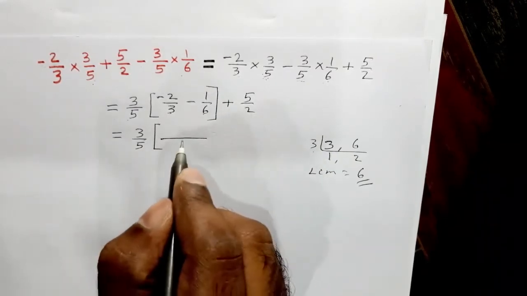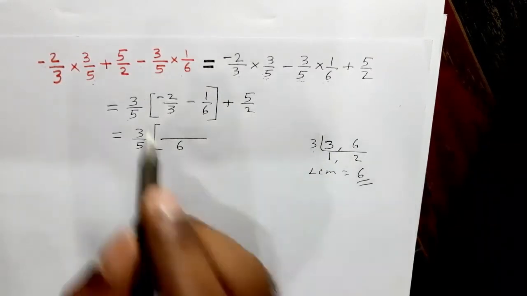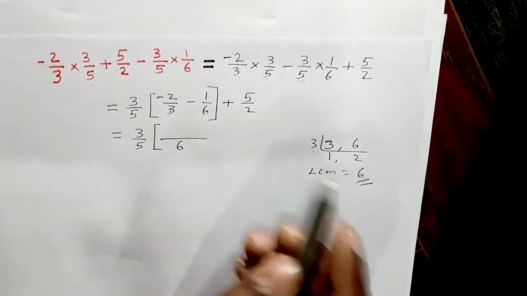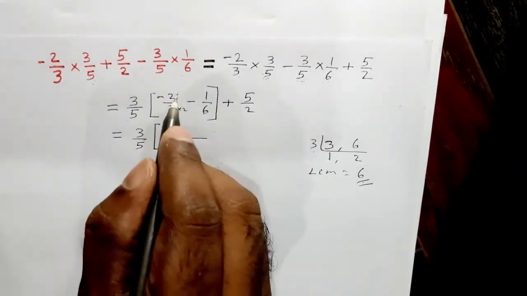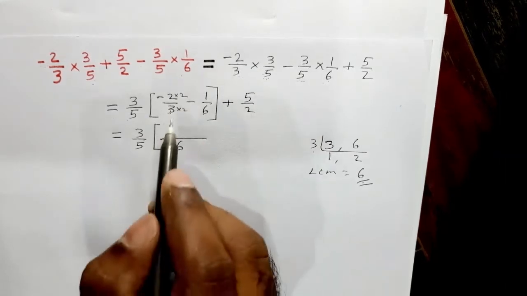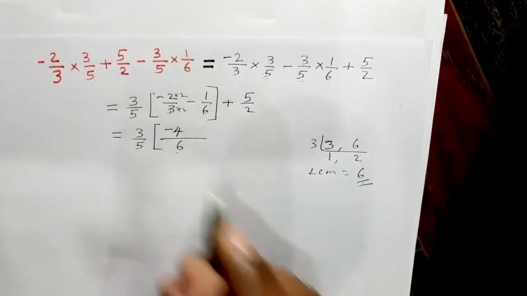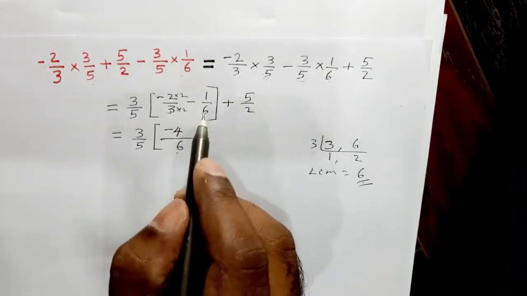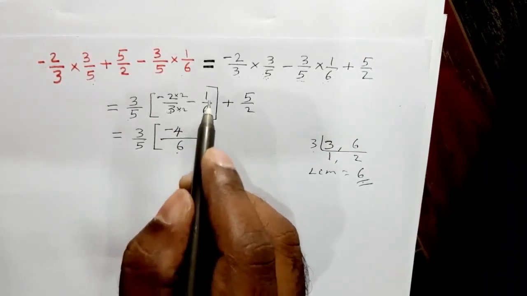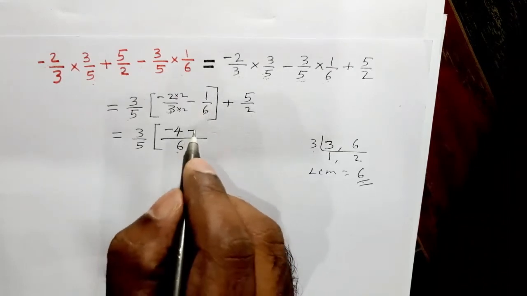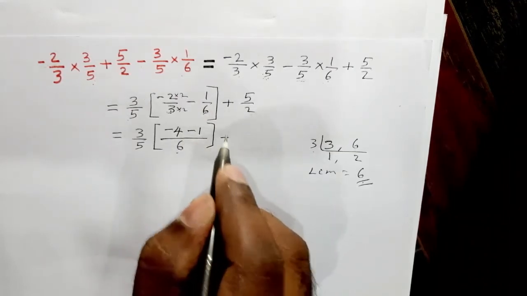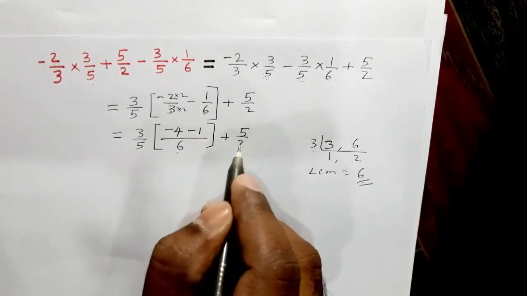We can write the common denominator 6. Now this 3 changes to 6 by multiplying by 2 on both sides. So 2 into 3 is equal to 6, and 2 into minus 2 is equal to minus 4. Here it is already 6, so no need to multiply by any number. We can write minus 1 plus 5 by 2.